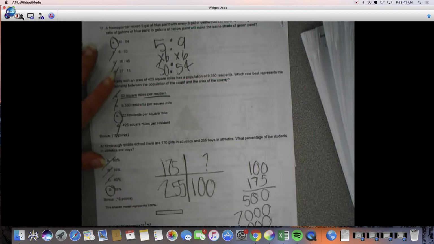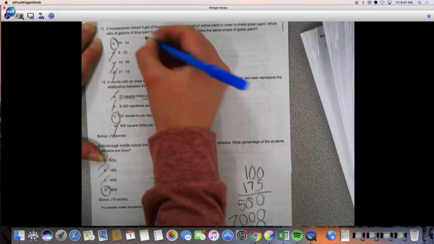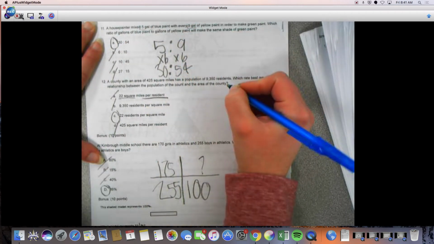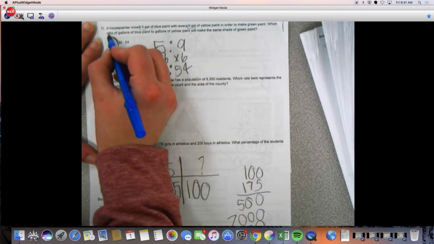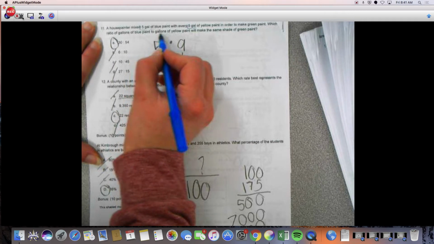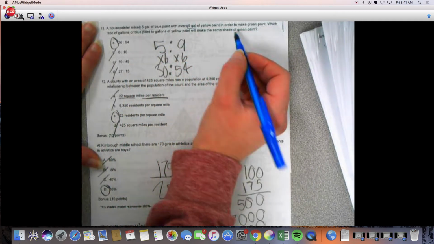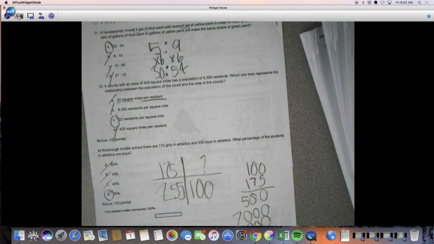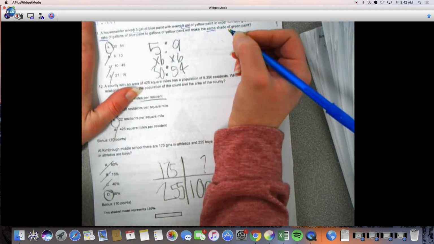Number 11 says, a house painter mixes 5 gallons of blue paint with every 9 gallons of yellow paint in order to make green paint. Which ratio of gallons of blue paint to gallons of yellow paint will make the same shade of green paint? They want to know which ratio is the same. They're basically asking us about equivalent fractions.